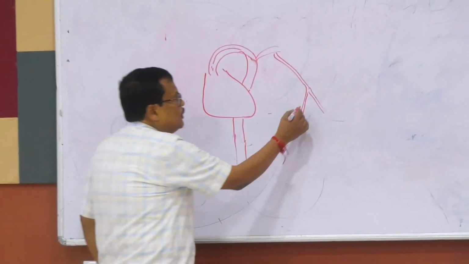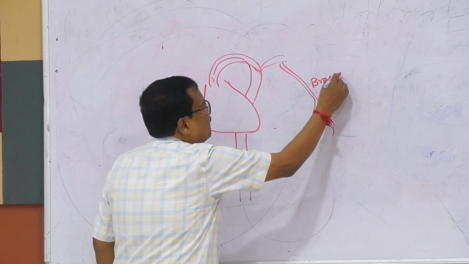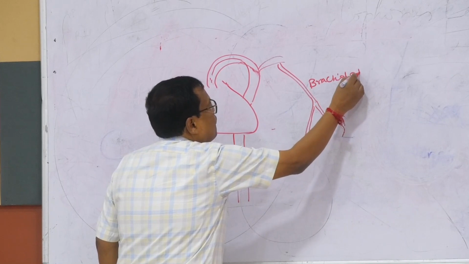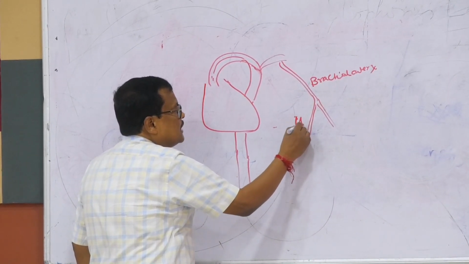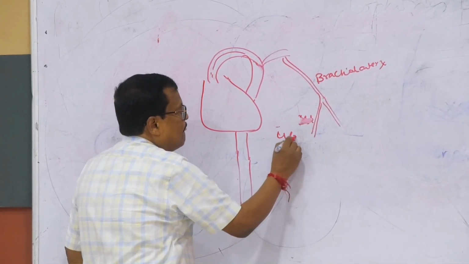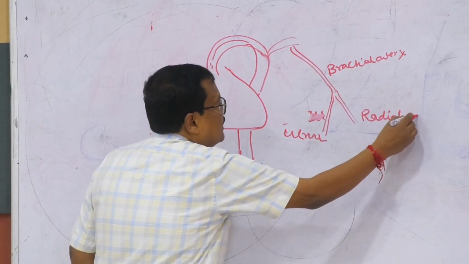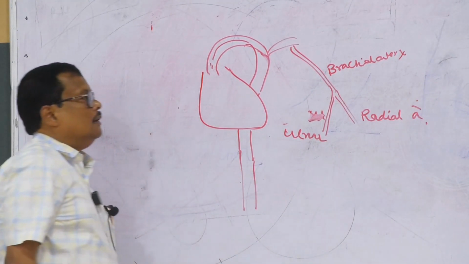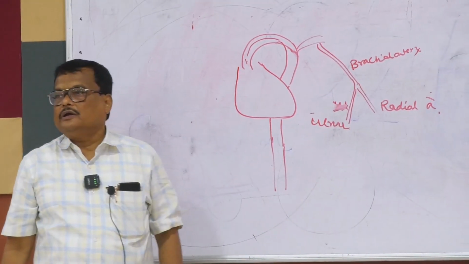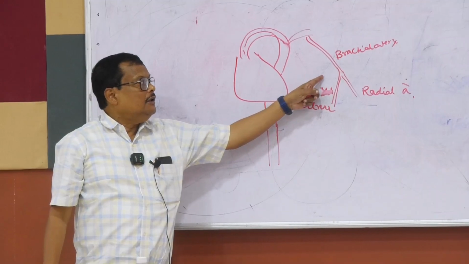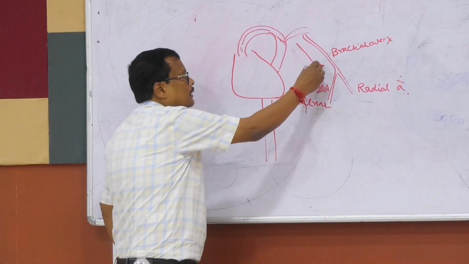So suppose this is the brachial artery. The brachial artery divides into two branches. One is the ulnar artery, one is the radial artery. We write artery in short like this. So the ulnar artery and radial artery are the branches of the brachial artery. So the brachial artery gives branches. So the direction of the artery is in this fashion.